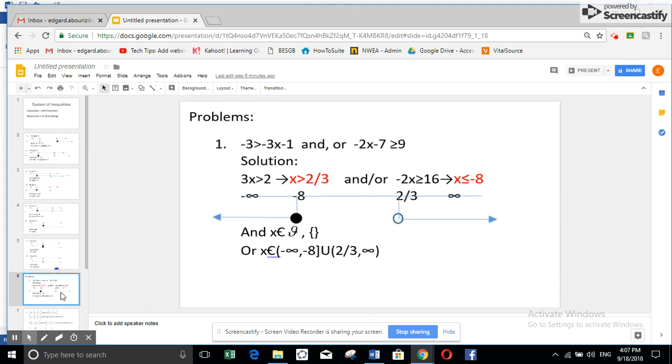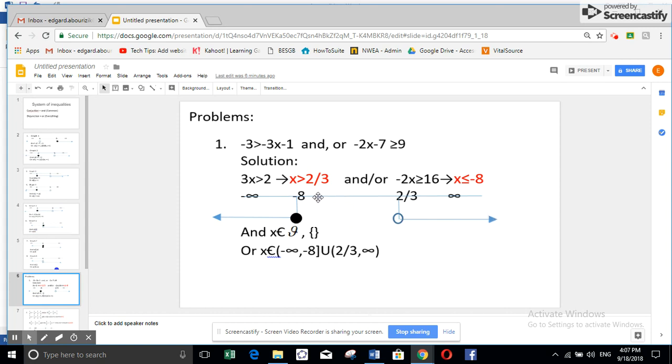Let us take 3 examples. Suppose you want to solve that one, you want to find and, or, and write in interval form. You have 3x minus 3 bigger than minus 3x minus 1. You put minus 3x on that side, minus 3 to the other side, you're going to get x bigger than 2 over 3. And here you take minus 7 to the other side, 16. Because the coefficient of x is negative, bigger or equal will be less or equal, 16 over minus 2 is minus 8. So x less or equal minus 8, and x bigger than 2 over 3.